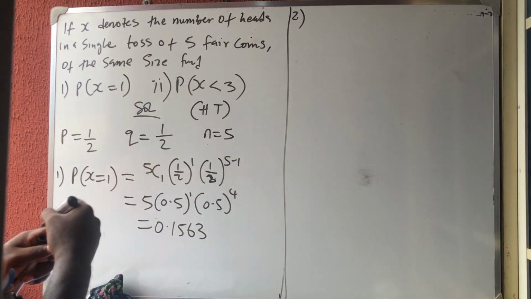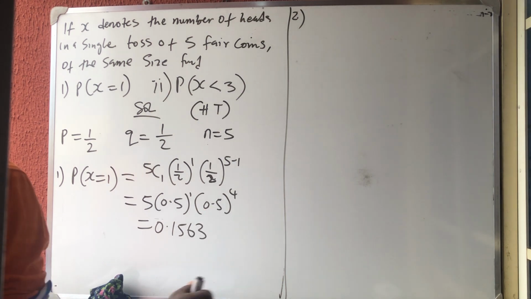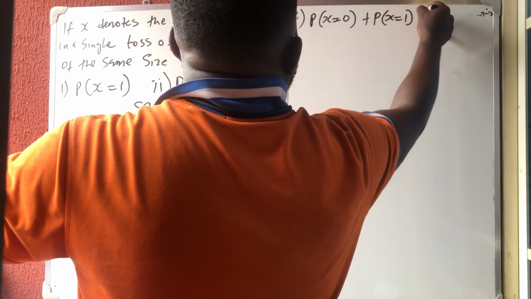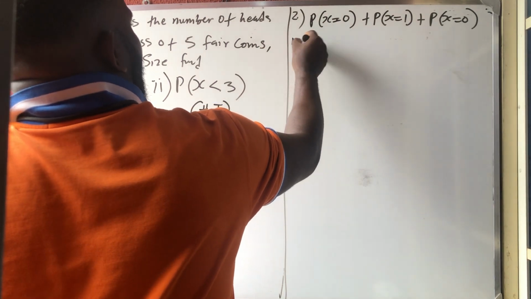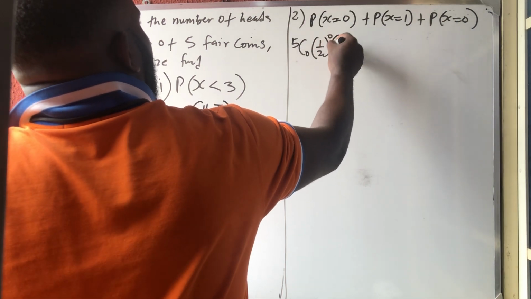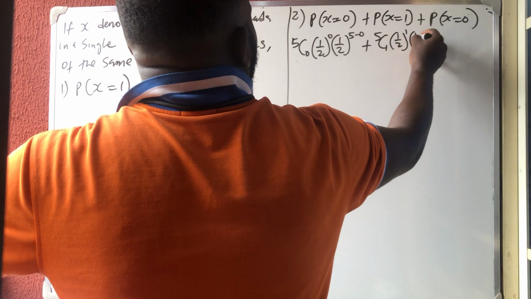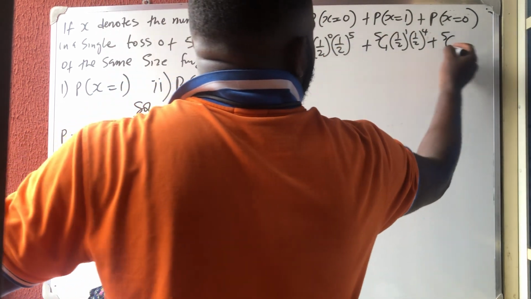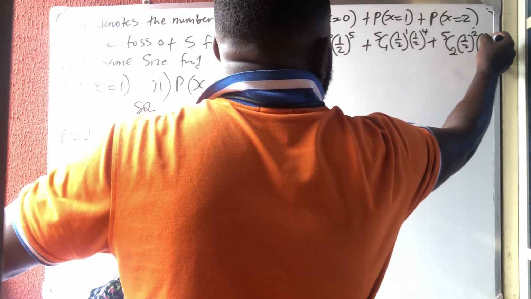Now number 2 said the probability of x being less than 3. x being less than 3 is the probability of getting 0, 1 or 2. So that is the probability of x being equal to 0 plus the probability of x being equal to 1 plus the probability of x being equal to 2. So if you have that, what do you do? This one will give me 5 combination 0, 1/2 raised to power 0, then 1/2 again raised to power 5 minus 0, plus this one will give me 5 combination 1, 1/2 raised to power 1, and 1/2 raised to power 4. Okay, in fact, let me be doing this straight. Plus 5 combination, sorry, this is 2. 5 combination 2, 1/2 raised to power 2, then the other one will now be 5 minus 2, which is 3, 1/2 raised to power 3.